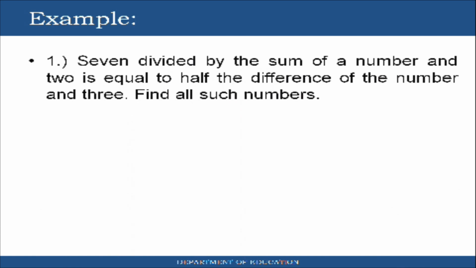Example: 7 divided by the sum of a number and 2 is equal to half the difference of the number and 3. Find all such numbers. So what is the unknown? The unknown is the number. X is the number, so the variable x will serve as the variable on the number. So we'll find x later on.